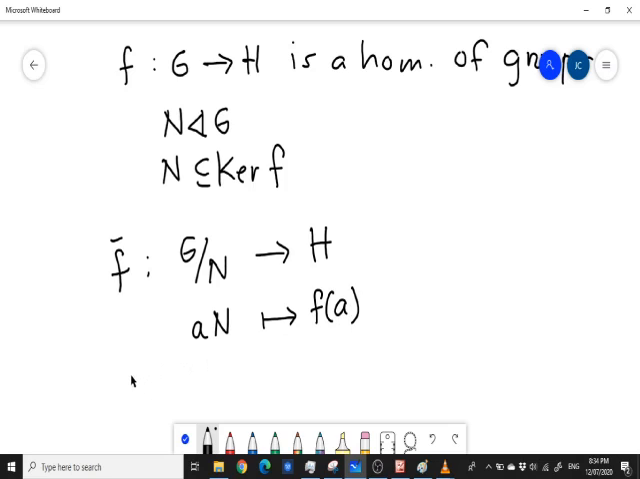is a unique homomorphism. So first you have to show that it's unique. There's only one such mapping. Next you have to show that it's a homomorphism, which is actually quite easy because it follows from f being a homomorphism.